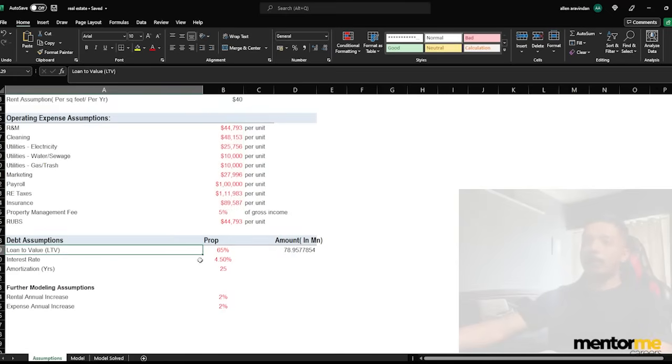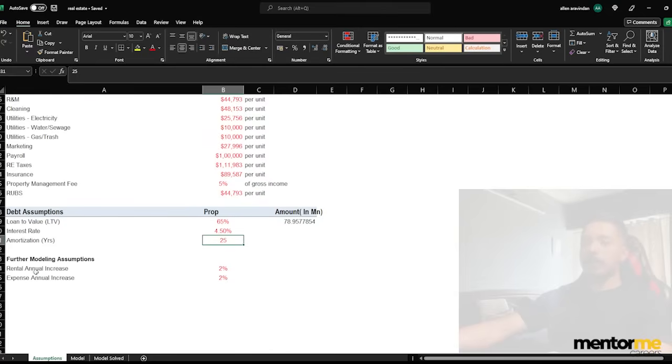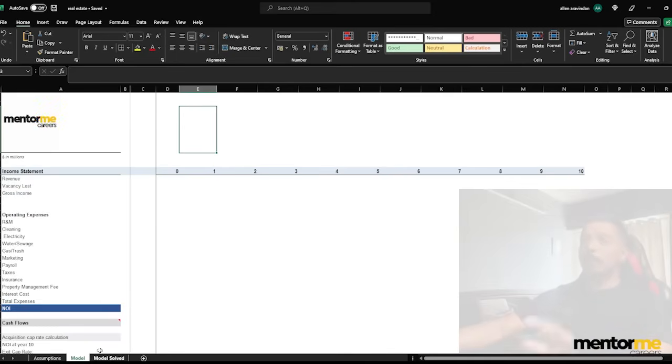Now, how are we going to fund it? We're going to fund it 65% debt at an interest rate of about 4.5%, and the loan will be available for about 25 years. The rental annual increase, we are assuming it at 2%, and the expenses are also increasing at 2%. So basically it is cancelling each other out, right? So now how do we solve this model?